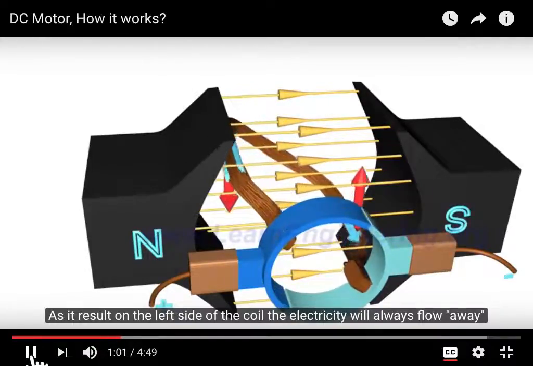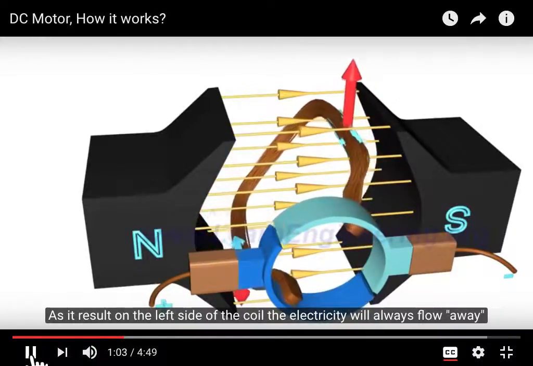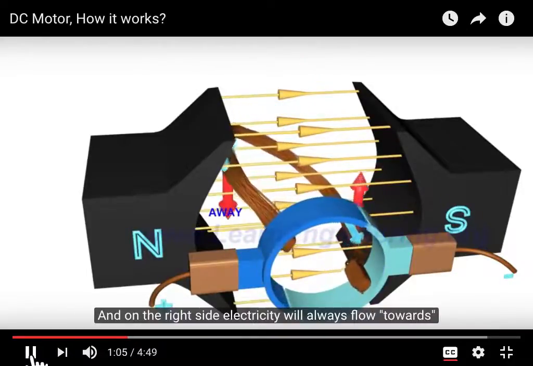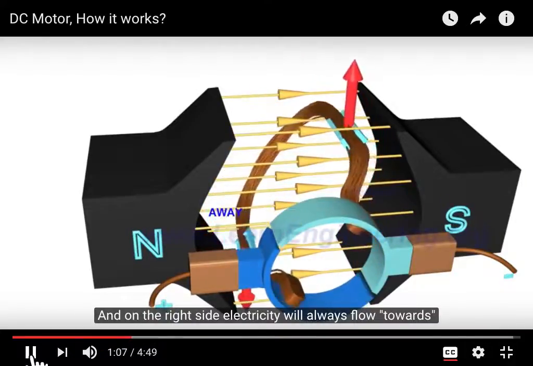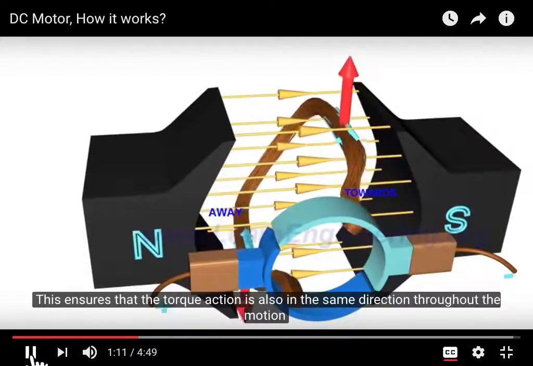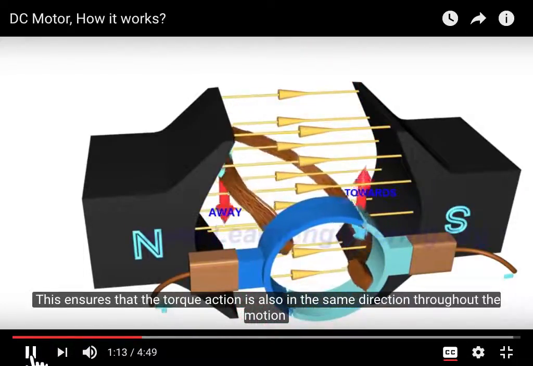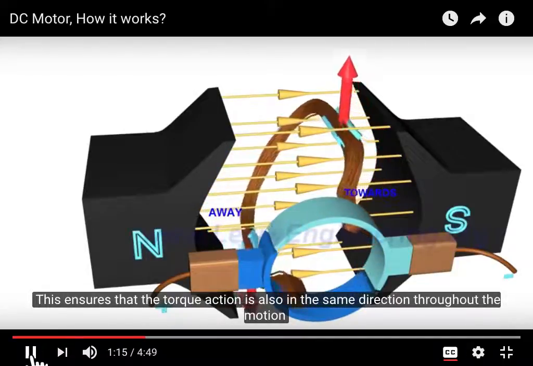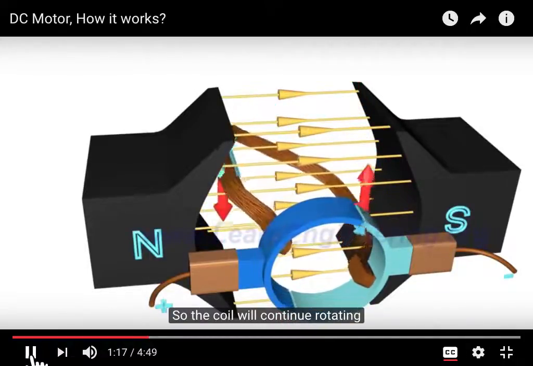On the left side of the coil, the electricity will always flow away, and on the right side, electricity will always flow toward. This ensures that the forces are then in the same direction, always pushing this thing around and around. The coil will continue rotating.